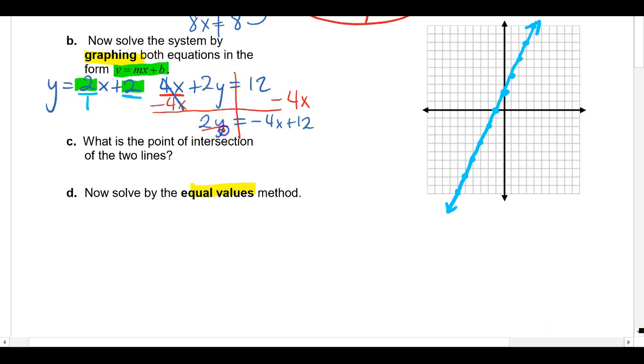So to get rid of this 2, let's divide by 2. And remember, if I divide by 2 here, I divide by 2 everywhere. I divide by 2 here and here under the 12. So now, after I divide by 2, we have 2 divided by 2. That goes away. So now we just have y equals negative 4 divided by 2. Well, 4 divided by 2 is 2, and negative divided by positive is a negative. And then we write the x, and then we have 12 divided by 2, which is plus 6. So there is our next equation, y equals negative 2x plus 6.